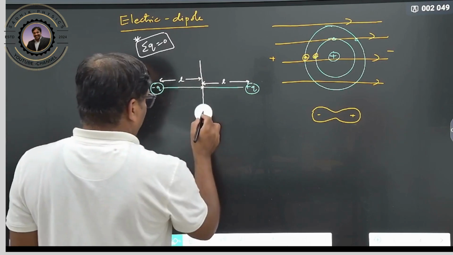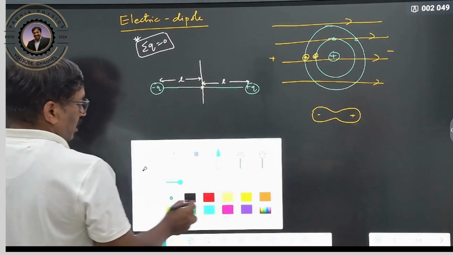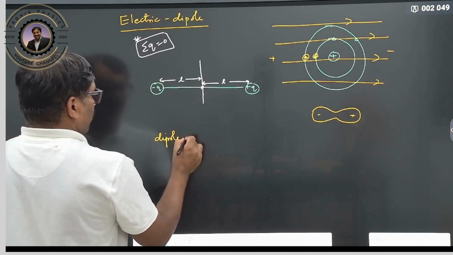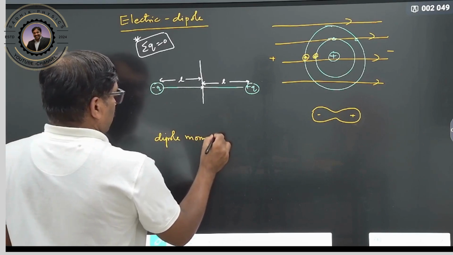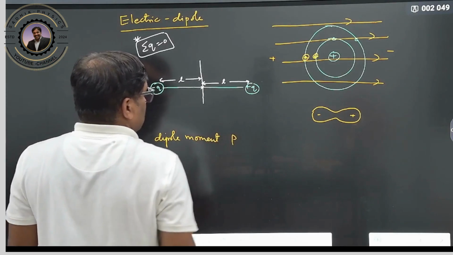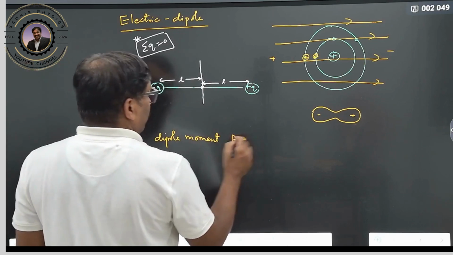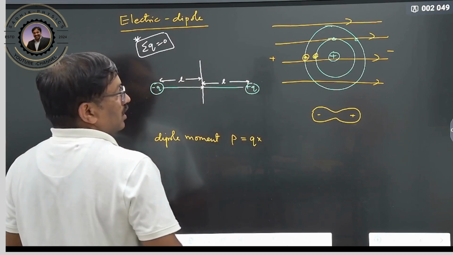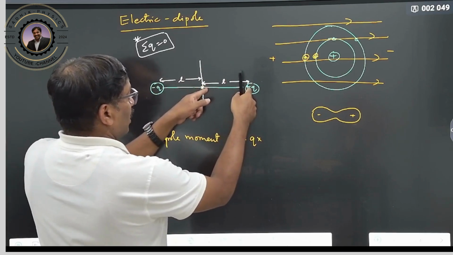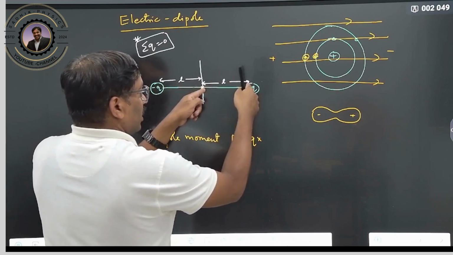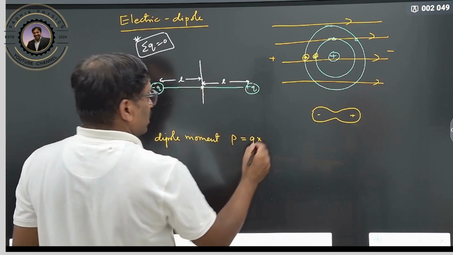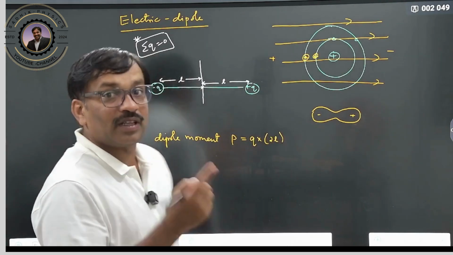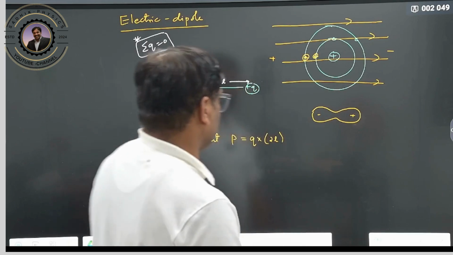So for this dipole we can define a dipole moment. What is this dipole moment? It is denoted as P. It is nothing but the product of the charge and the distance between the two charges. Here the distance between the two charges is not L. We consider L from the center to each charge, so the distance between the two charges is 2L. Be careful about this. Clear?